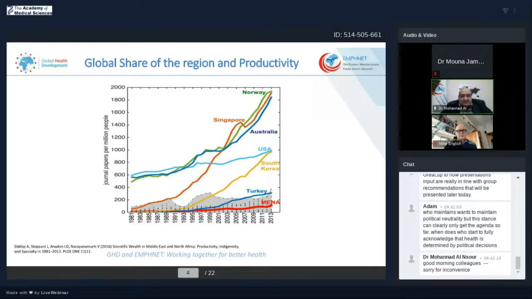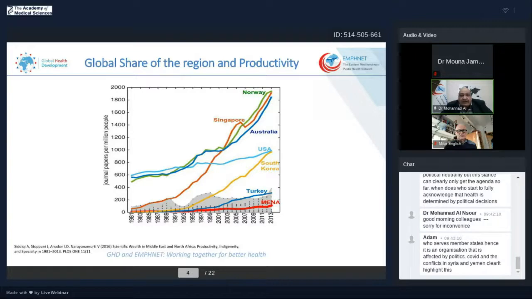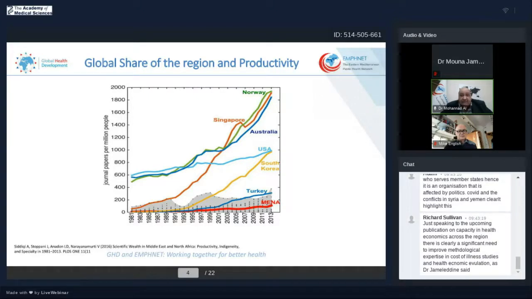So this graph shows the global share of our region in research productivity. Unfortunately, the whole region cannot produce as many documents and publications as one of the countries like Turkey, Singapore, USA, and Norway. So we are lagging behind in our region. Next, please.